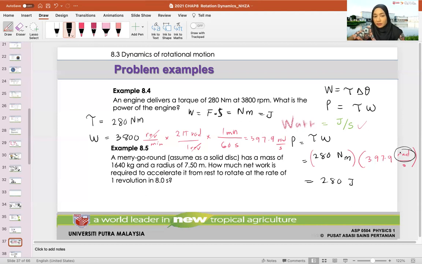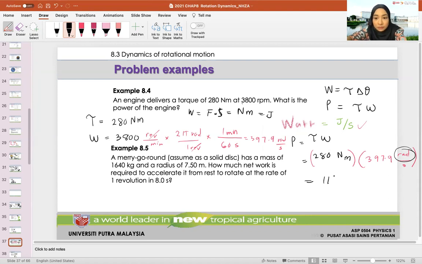So the radian is tricky, yeah? When it's there, you just leave it. I don't know why, don't ask me. This is like the math people do. But when you have radians and it's stuck there and you don't know how to cancel it, just leave it there. Okay, so now what's the final answer? 280 times 397.9. What answer did you get? Anyone?